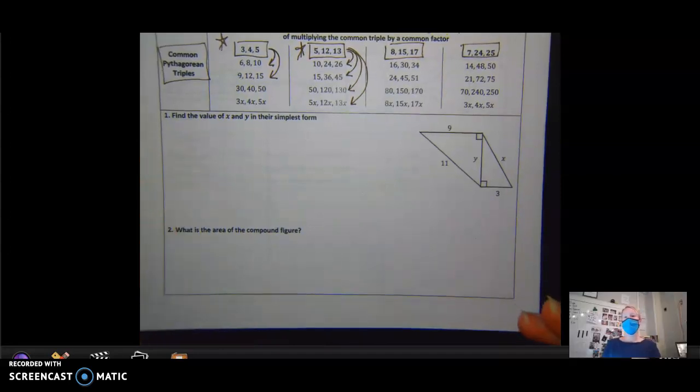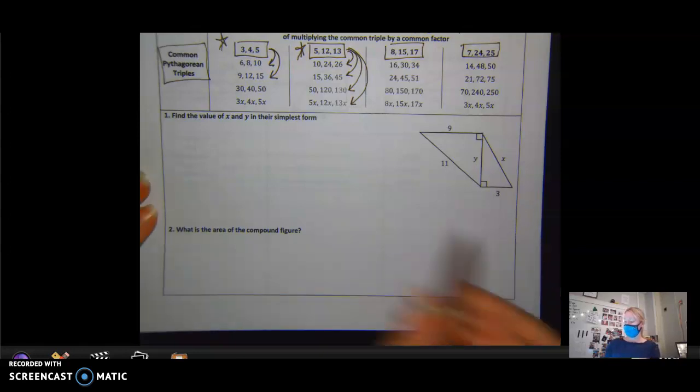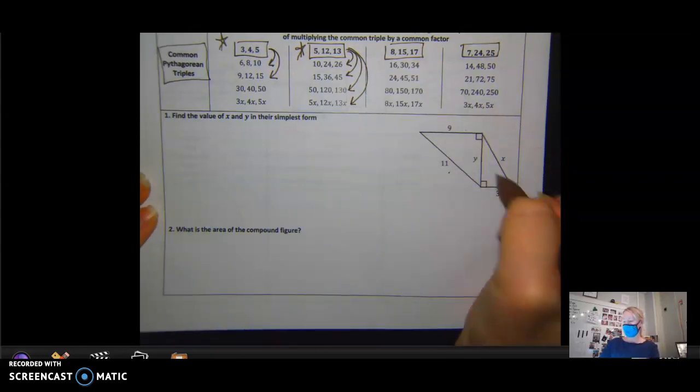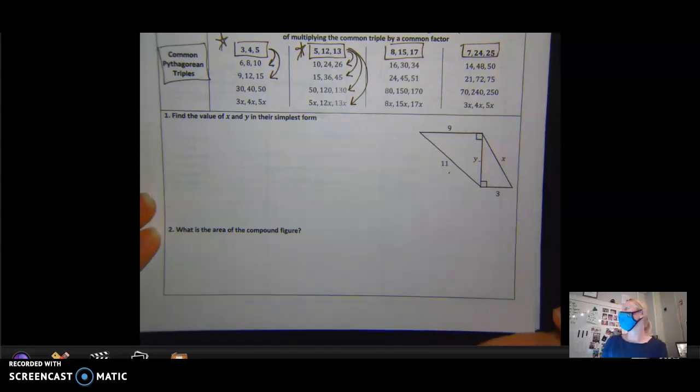Okay, which one do you have to find first? I have to find y first because I have two of the side lengths for y. For x, I only have one side length. So how did you solve for y? What did you do?